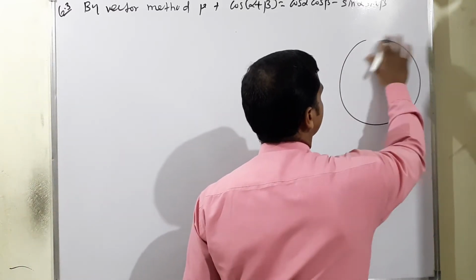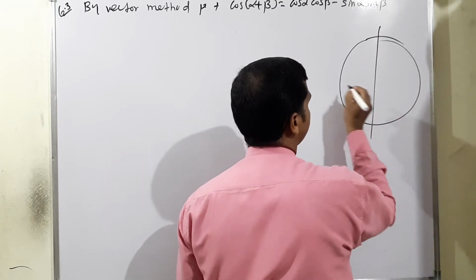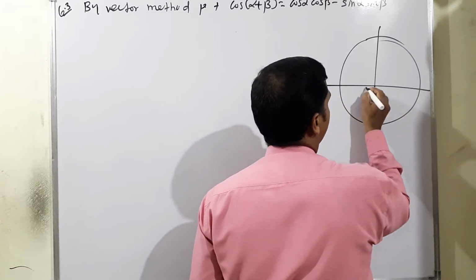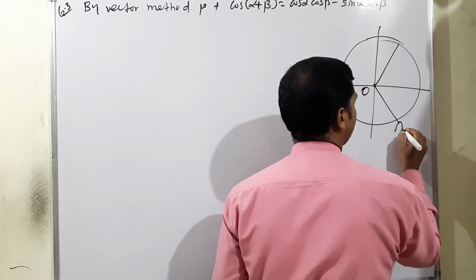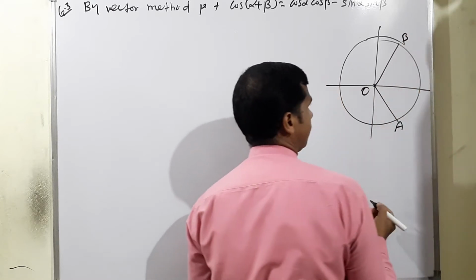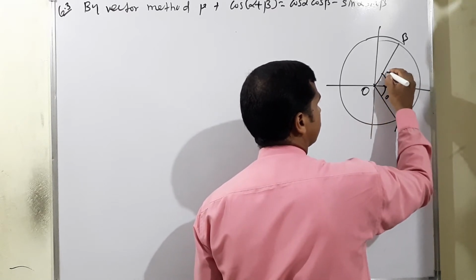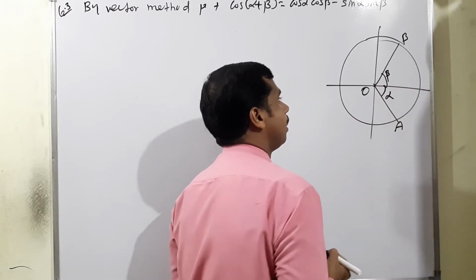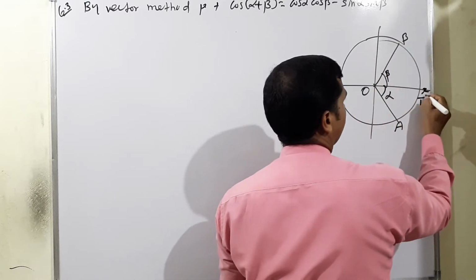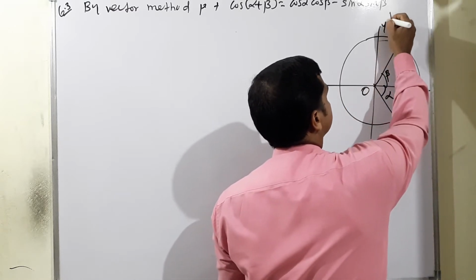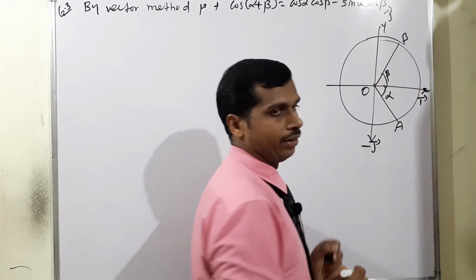So consider a circle; look at there, this is the circle. Now the center point is the origin point O. This is considered as point A, this is considered as point B. Then this angle is considered alpha, this angle is considered beta. Okay, now this is the x-axis. X-axis means consider the i vector. This is the y-axis, consider the j vector. So the negative side, definitely we can say, is the negative j vector.